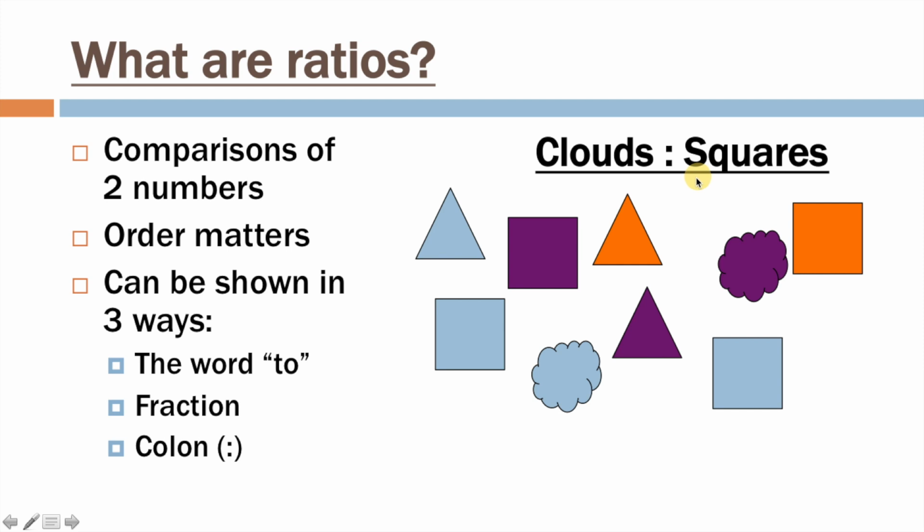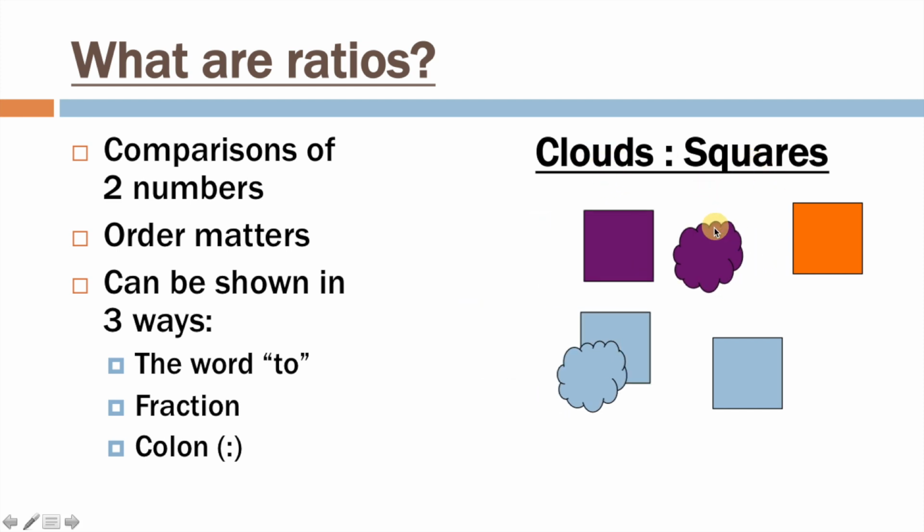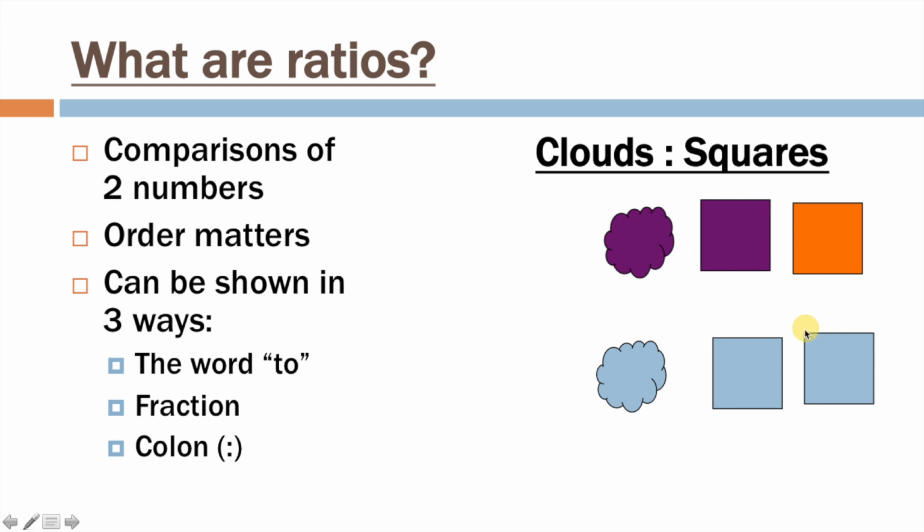How about this one? What's the ratio of clouds to squares? Again, we're only talking about clouds to squares, so anything that's not a cloud or a square, we don't care. Let's get rid of it. And now I'll rearrange it so that we have clouds on one side and squares on the other. Let's put all our clouds here and all our squares here.